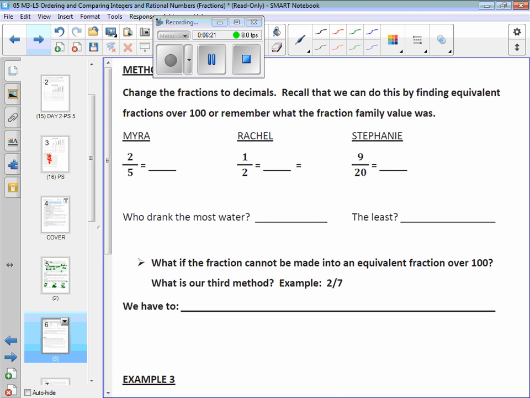Here's where I've got to keep my fingers crossed, because I'm hoping you remember your fraction families. If not, maybe we'll do a review on it and that'll be our next sprint. We'll do it again at the end of next week, because we could probably use a refresher anyway.